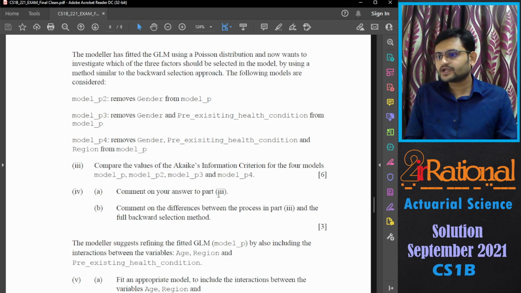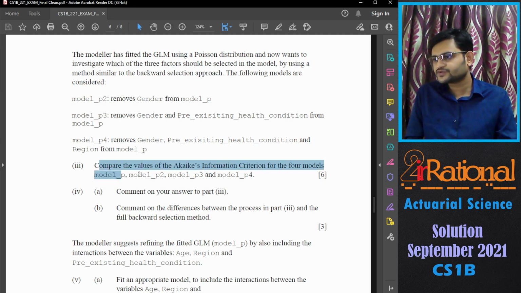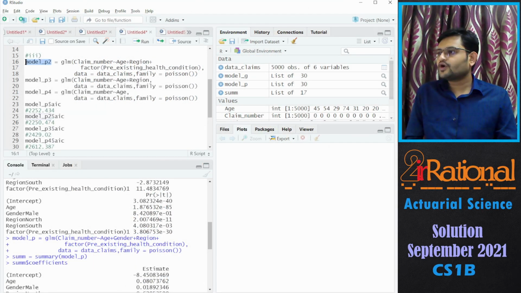Comment on your answer in part 3 and then comment on the differences between the process in part 3 and the full backward selection. So let's talk about full backward. Okay, we'll talk about that later on. Let's first make these. So for part 2 we are just removing the gender, so everything else remains the same. I've just removed the gender part. Then for the next one, again we are removing the gender and pre-existing condition, and then we are removing gender, pre-existing condition as well as region. So this way we have created our 3 new models.